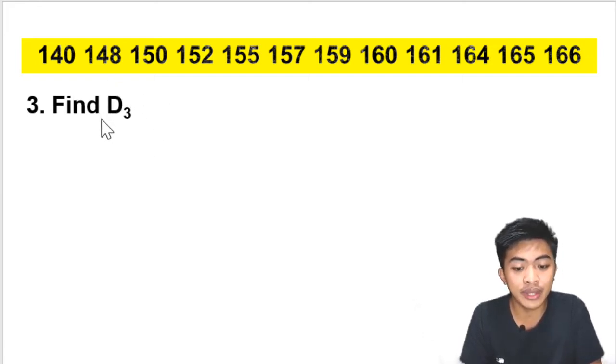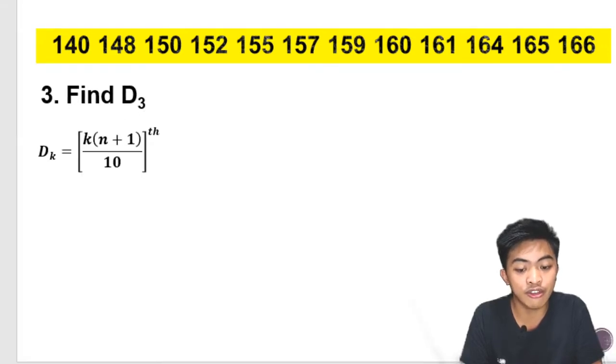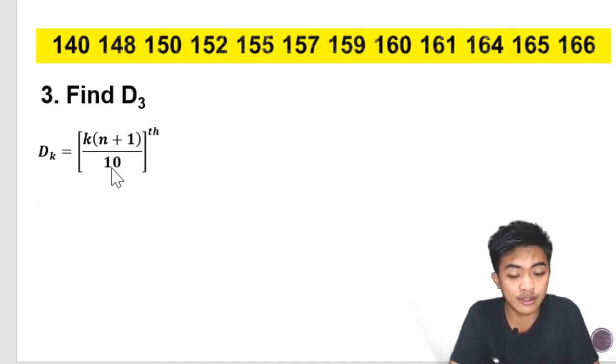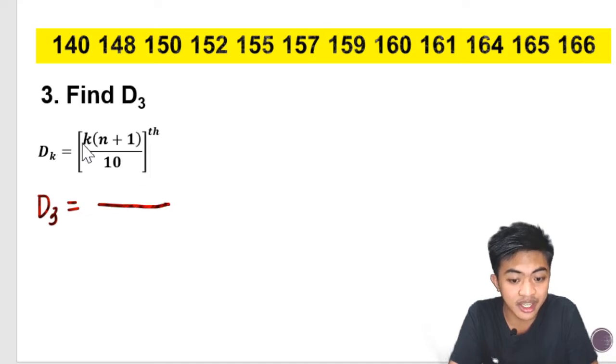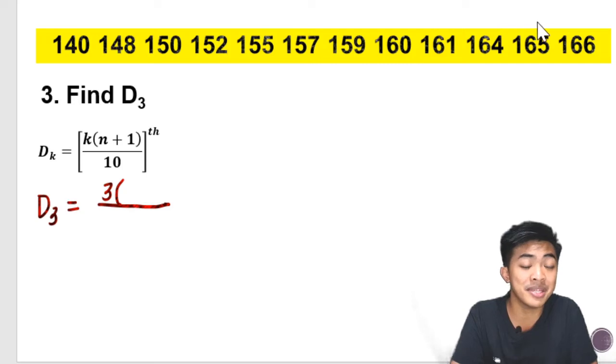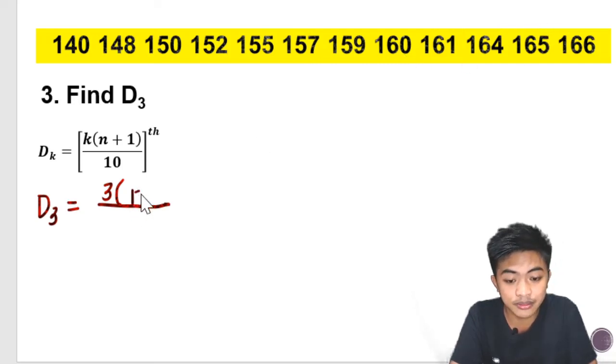Now, what if we are asked to solve for D, or decile? Okay, so here we have here D sub 3. This means that we are looking for the third decile. Okay, decile, so we are going to use the formula with the denominator of 10. So D sub 3 is equal to K is 3. And since we're using the same data set, yung N natin is 12. This is 1. And then all over 10, don't forget the TH.